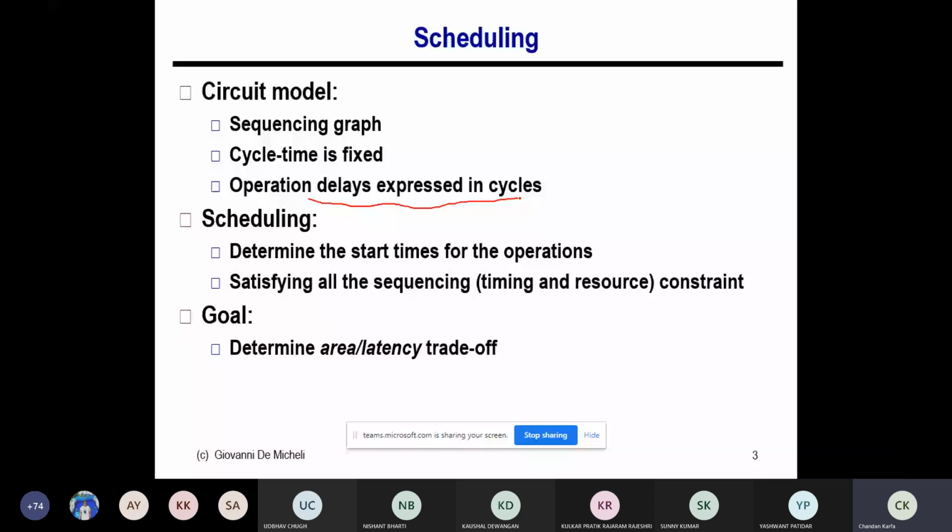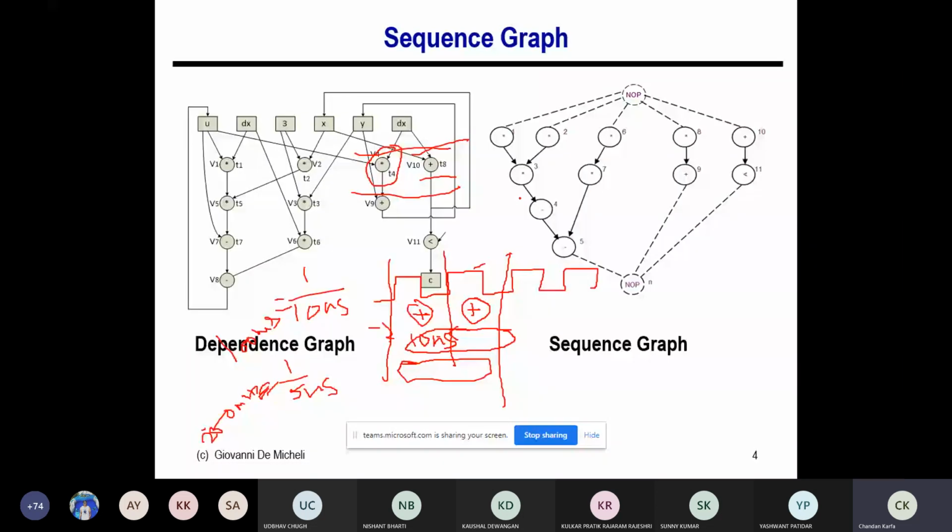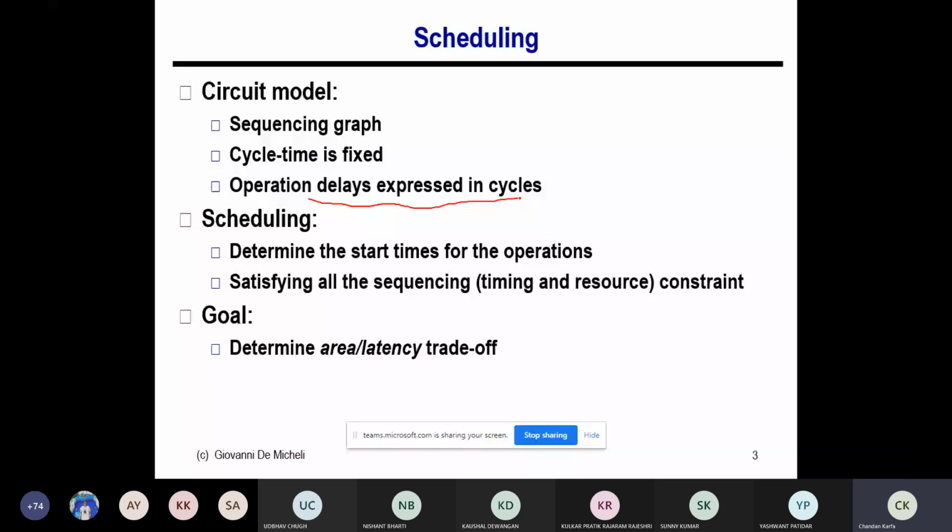The sequencing constraint is already given; the sequence is basically the data dependency. So the schedule should satisfy the dependency constraint, the timing constraint, and the resource constraint. And obviously it's not enough to just satisfy the constraints; you try to optimize or minimize the area or latency, whatever your objective is. As I mentioned, latency and area are basically vice versa. If you try to optimize the area, your latency will increase. If you optimize the latency, your area will increase.